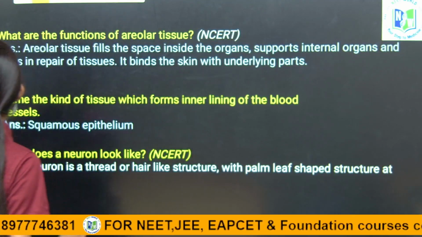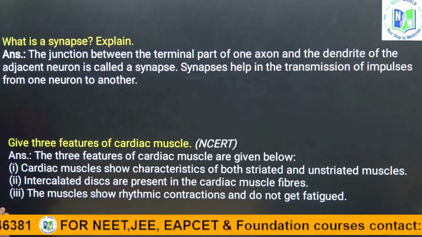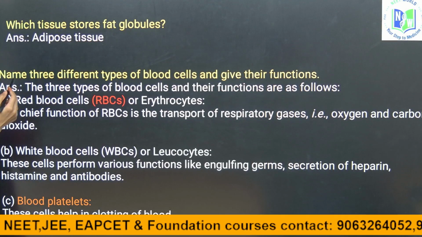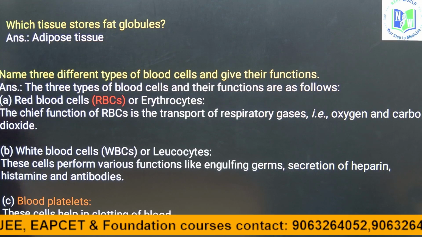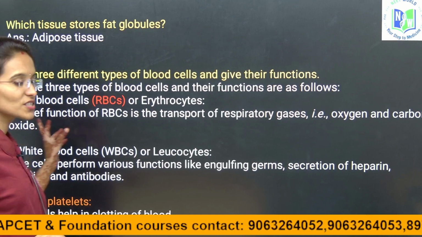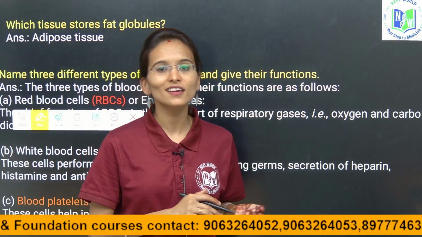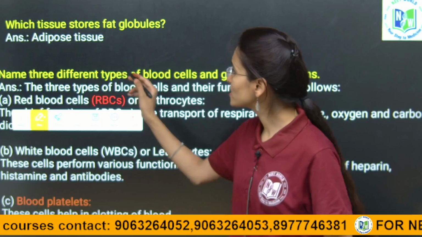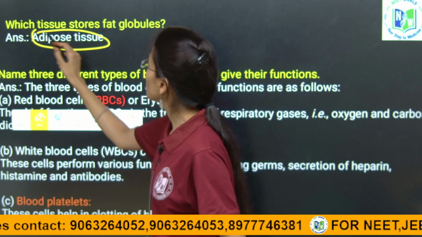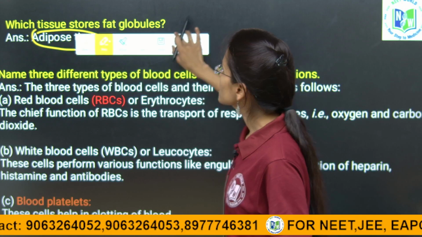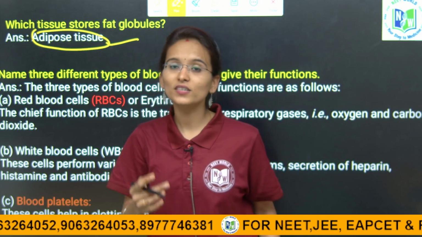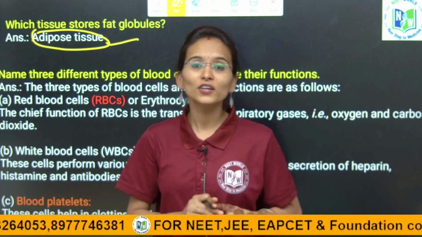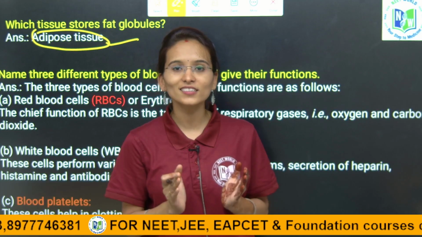Now coming to another three most important questions. Which tissue stores the fat globules? It is an absolutely direct question. We can expect this particular question in the MCQs. When it comes to a one-mark question, if you write this tissue name, it will be more than enough. Adipose tissue is the tissue which stores fat, and it contains cells which are globular in shape.